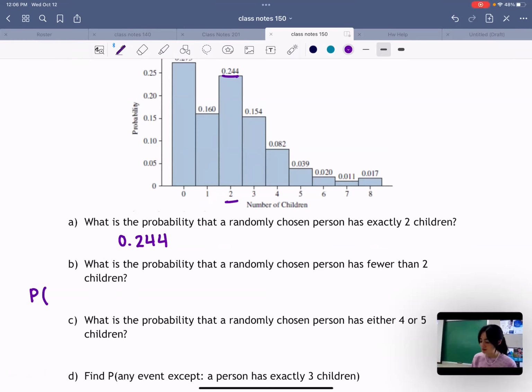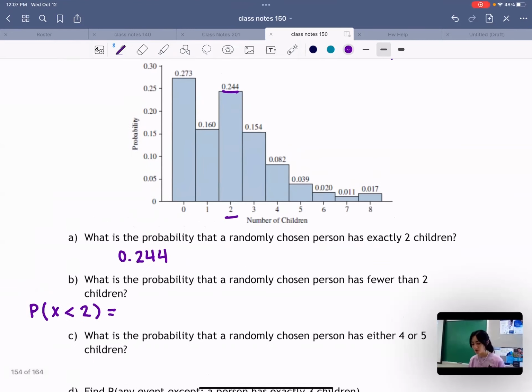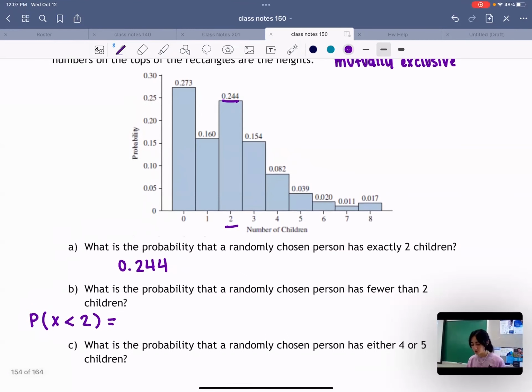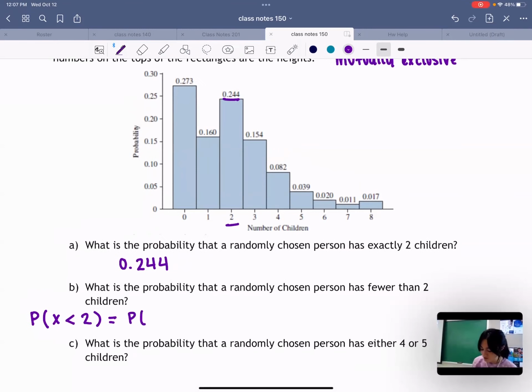Less than, right? Because there's no bar for fewer children, but I can write this as x less than 2. Now looking at my histogram, what exactly am I going to look for less than 2? Like which numbers am I going to look at? 0 and 1, right? So less than 2 is the same as saying the probability that x is 0 or 1.